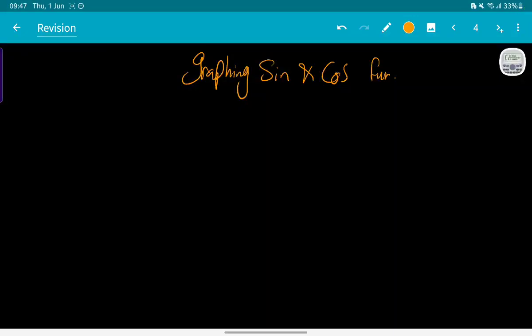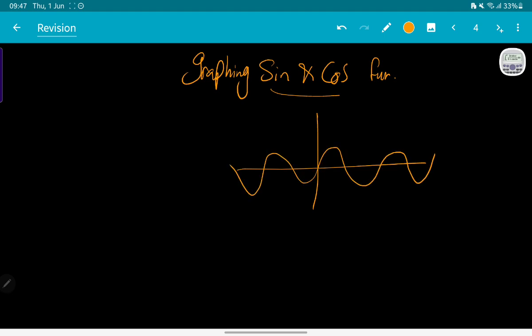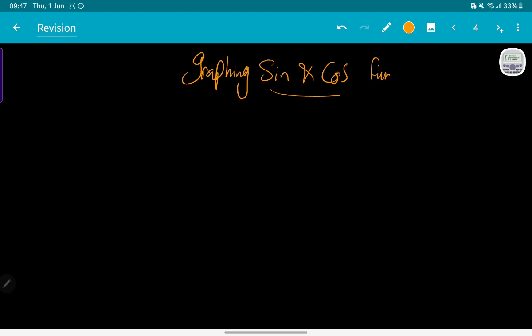Hi everyone, now we will revise how to graph the sine and cosine functions. Before we start, you should know that the sine and cosine functions have a graph like a wave. It may start here, or start from the maximum. So now we will know everything about the graph of these functions.